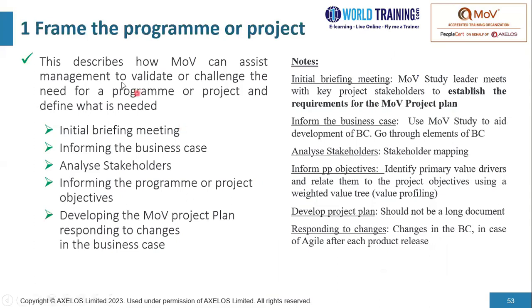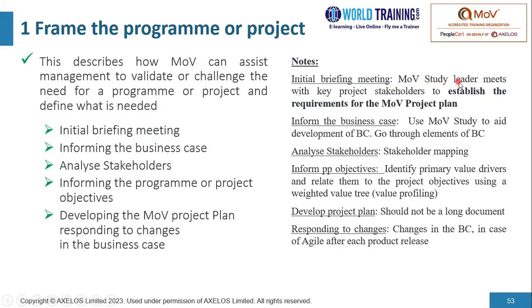Process number 1 is to frame the program or project. This describes how MoV can assist management to validate or challenge the need for a project or program and define what is needed. So these are some of the activities that are carried out as a part of this particular process. We conduct initial briefing meeting.